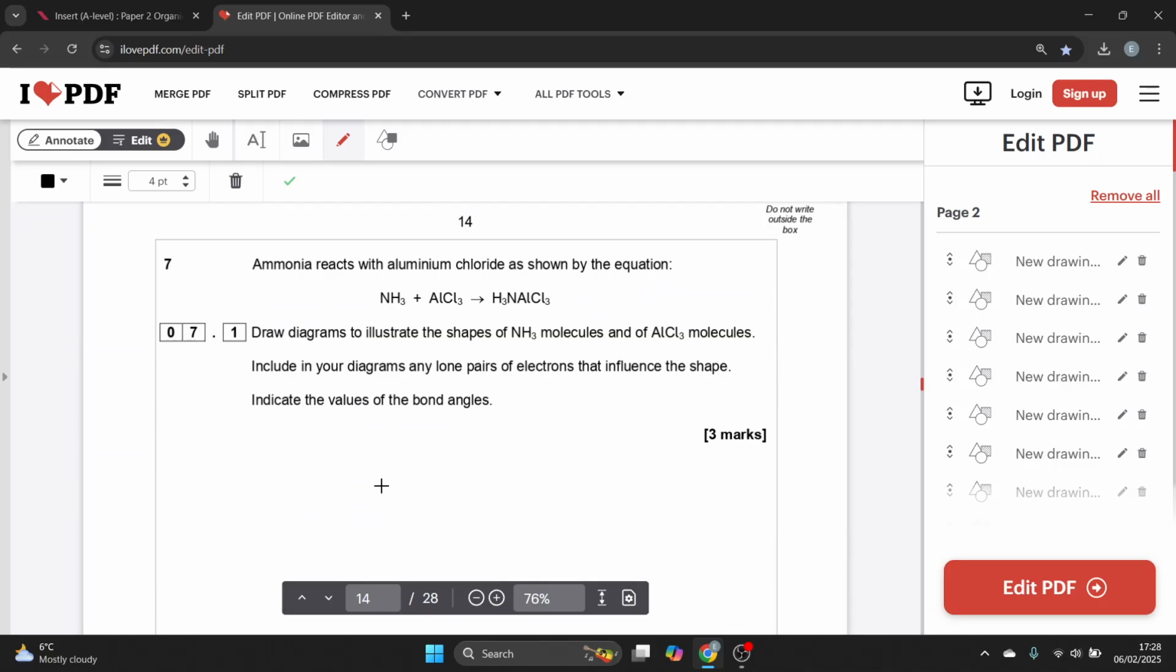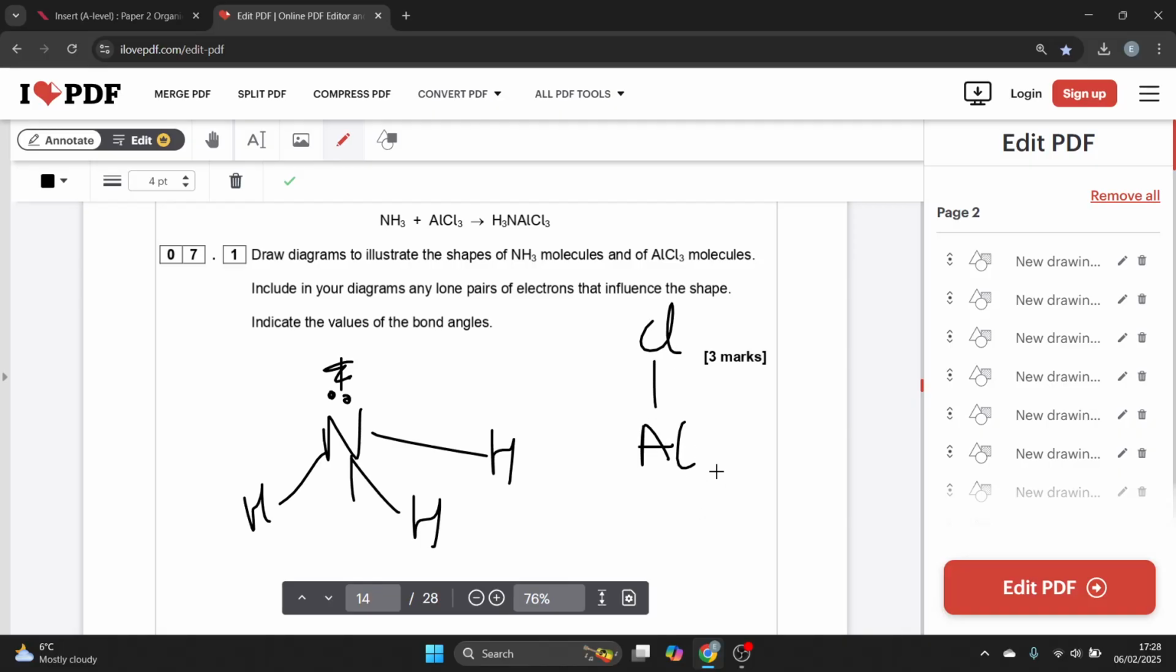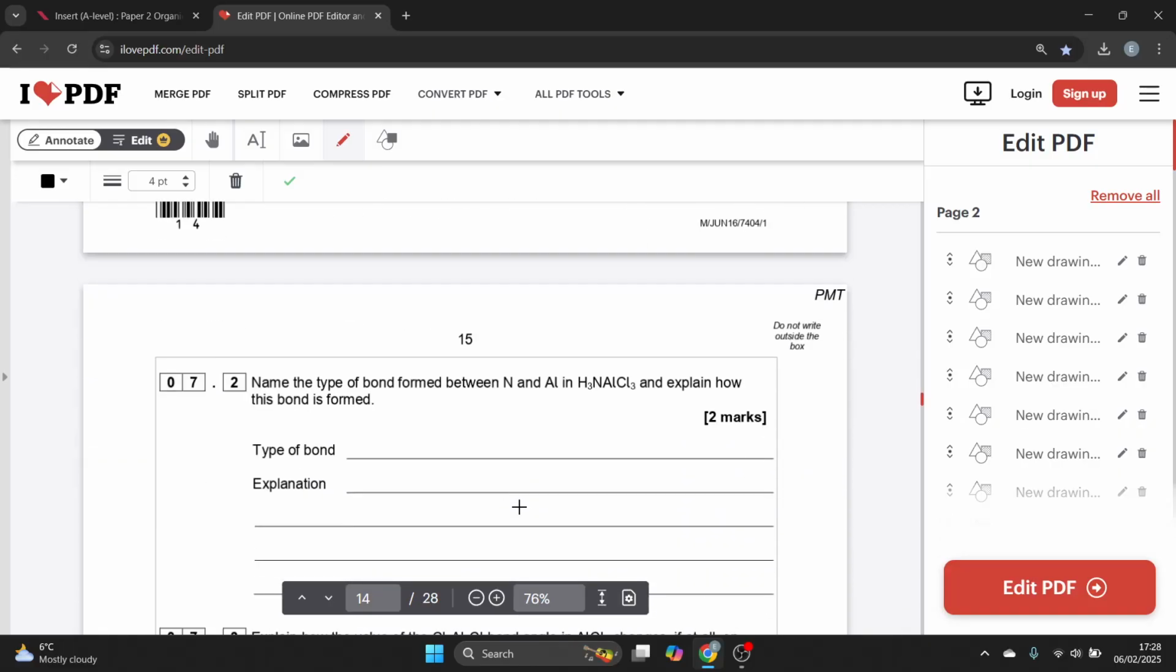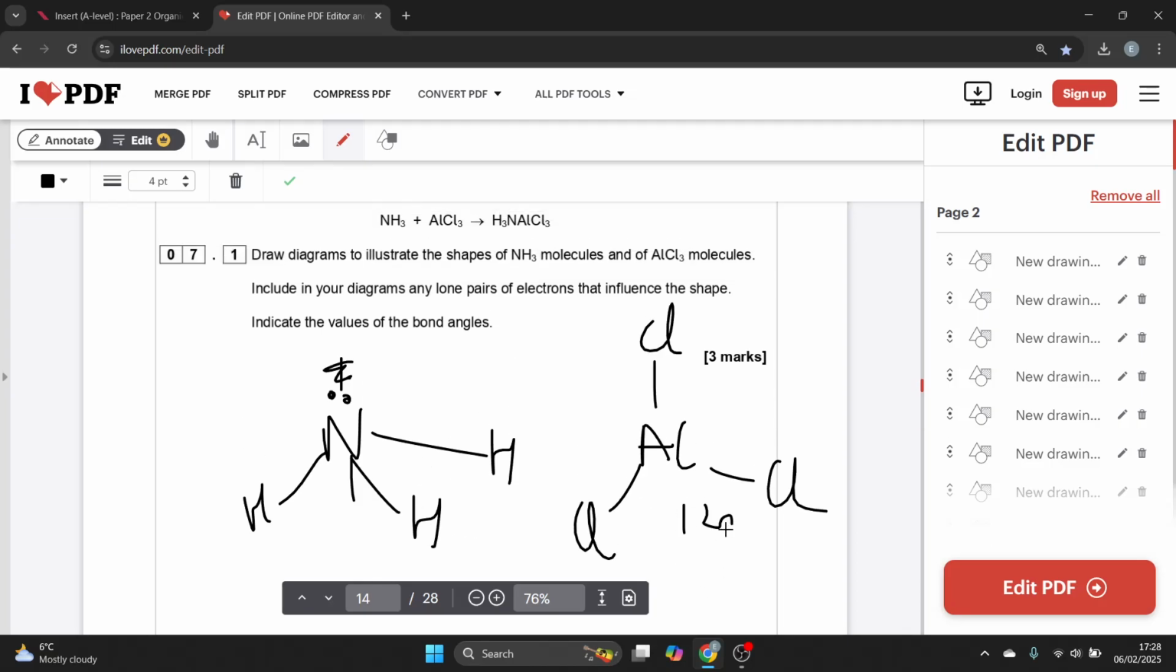7.1 Draw diagrams to illustrate the shapes of NH3 and AlCl3 molecules. So NH3, with H, H, H. Remember the NH3 has got a lone pair of electrons as well, because then it can form the NH4+ ion, the ammonium ion. AlCl3, with Cl, Cl, Cl. That's it. Indicate the values of the bond angles. Okay, so this one's just going to be 120 degrees. This one is going to be about 107 degrees, 106 to 108 degrees.